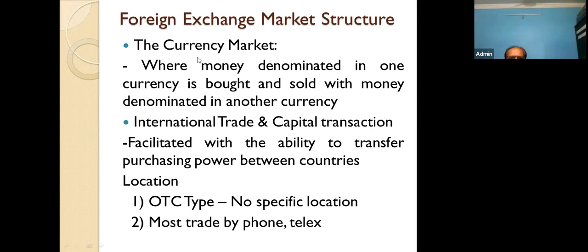Now, in regards to this international currency market, it is being done through OTC. What is this OTC? Anyone knows? What do you mean by OTC?